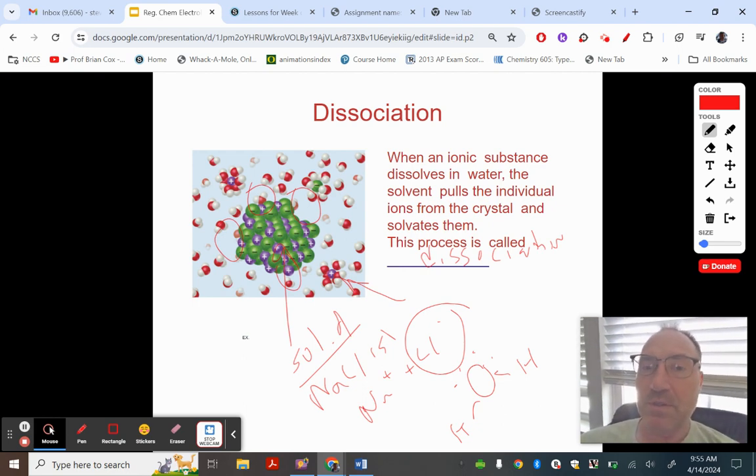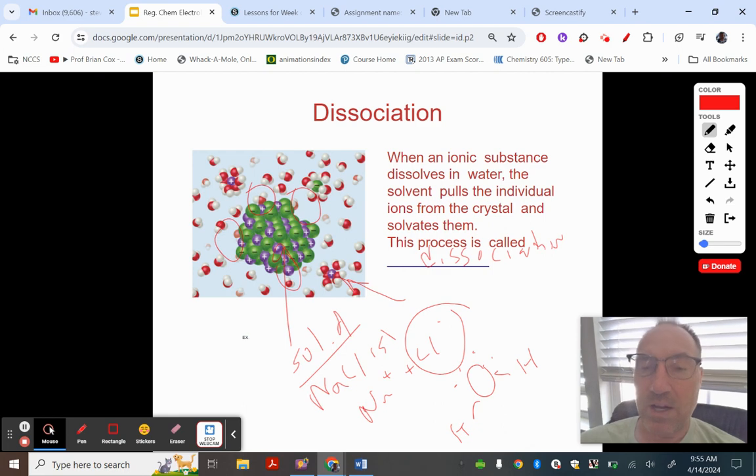Now, if you're associated with someone, that means that you're close friends or they were together. But if you're dissociated from someone, that means you split apart. You're breaking apart. You're not close to that person.